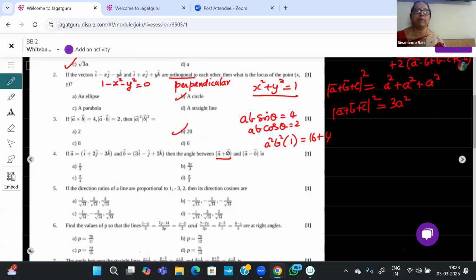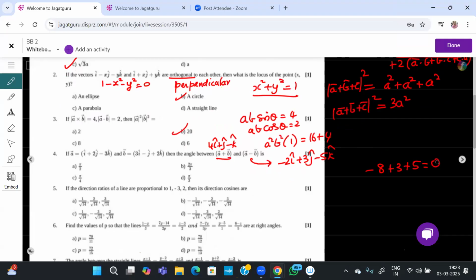A bar plus b bar is given by, did you add? 4i plus j minus k. What is a bar minus b bar? Minus 2i plus 3j minus 5k. What is the dot product between them? Minus 8 plus 3 plus 5. 0, ma'am. Therefore, what is the angle? Pi by 2. Very good. Dot product has become 0, so it's pi by 2.